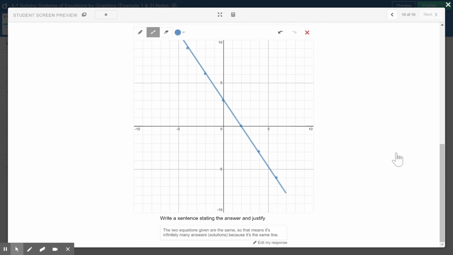So once again, you're going to have three different types of answers. One solution is when they intersect once, and you're going to tell me the ordered pair. No solution is when they're parallel. Same slope, different y-intercepts, they're never going to touch, so that's no solution. And then infinitely many solutions is when the two lines are really the same, and they're going to intersect at every single point on that line.